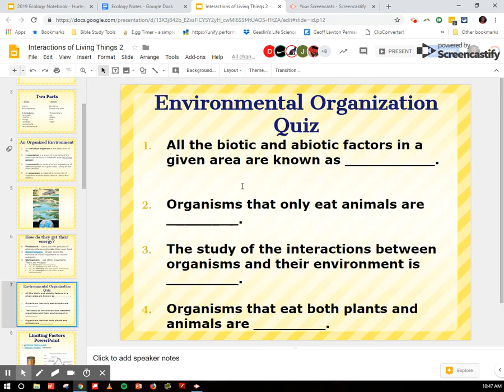So here's a quick review. See if you can answer some of these questions. All the abiotic and biotic factors in a given area are known as, that would be ecosystem. Organisms that only eat animals are carnivores. The study of interactions between organisms and their environment is ecology. And something that eats plants and animals is an omnivore.